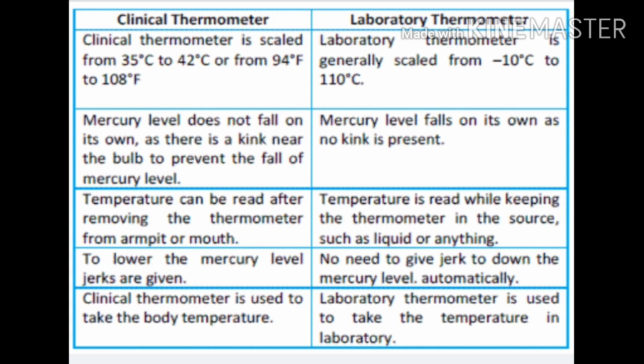In the clinical thermometer, the temperature can be read after removing the thermometer from the armpit or mouth. In the laboratory thermometer, the temperature is read while keeping the thermometer in the source such as a liquid. In the clinical thermometer, we have to give a jerk to lower the mercury level, but in the laboratory thermometer, there is no need to give a jerk. The clinical thermometer is used to take the body temperature. The laboratory thermometer is used in the laboratory.